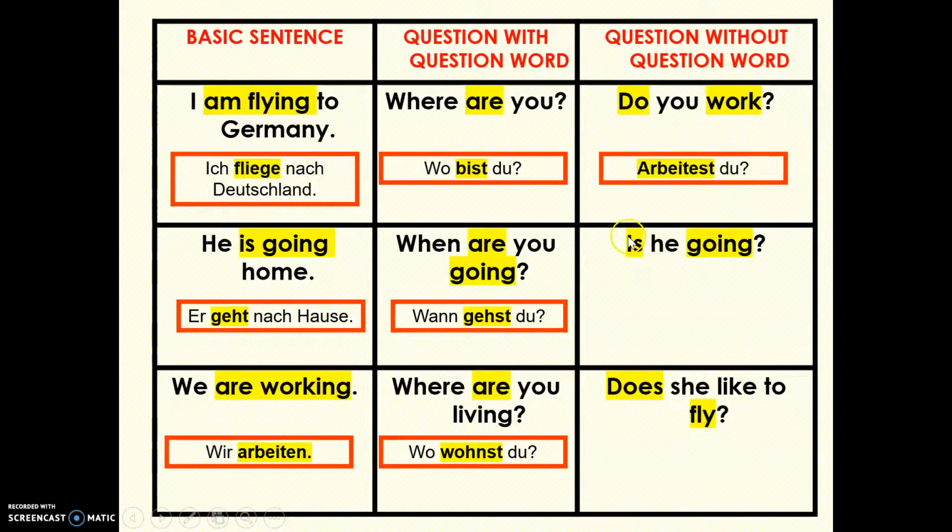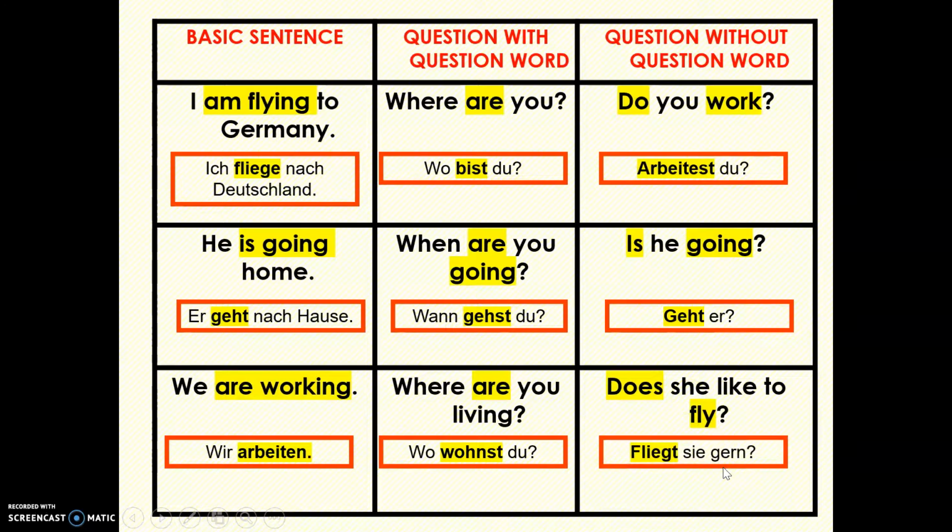Is he going? We're going to get rid of is and put going in its spot and conjugate for he. Geht er? Does she like to fly? We're going to get rid of the does and use the verb that has meaning, which is fly, and put it in that spot first. We're going to conjugate it for she. Fliegt sie gern?